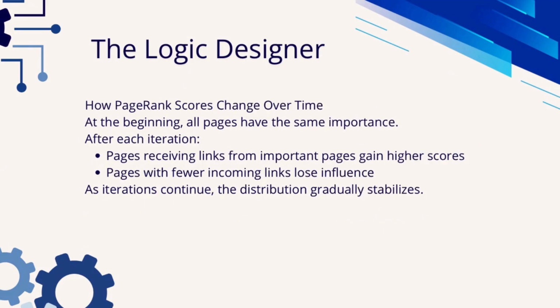In this slide, I'll explain how PageRank scores evolve over time. At the beginning, every page has the same importance. After each iteration, pages that receive links from important pages gain higher scores, while pages with fewer incoming links lose influence. As iteration continues, the distribution of importance gradually stabilizes. This is why PageRank requires multiple iterations instead of just one calculation.